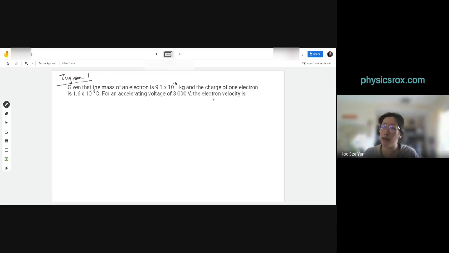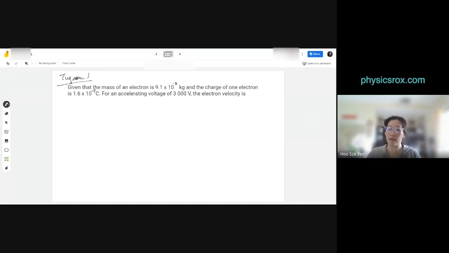So they gave us the mass of the electron, the charge of one electron, and the accelerating voltage. Sometimes they call it accelerating voltage because remember that the EHT supply causes the electron to accelerate. Don't worry about that, it's just this voltage of EHT. Why do they call it accelerating? It's because the voltage makes the electron accelerate. Remember when it first comes out, zero velocity, then it gains speed faster and faster. That's why they call it accelerating voltage.